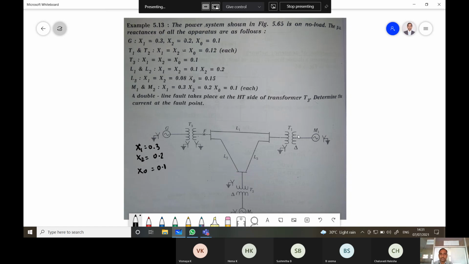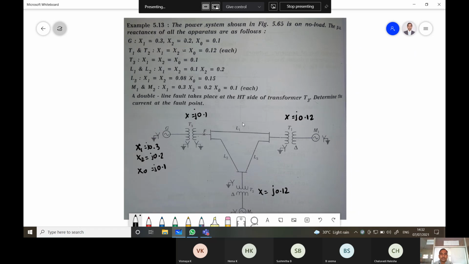T1 and T2, T1 is here, T1 value X1 and X2 and X0 all are having j0.12 per unit. Okay, so that is consider all are j. So this is for T1 and T2. For T2 also j0.12. For T3, this is T3, X1, X2 and X0, 0.1.